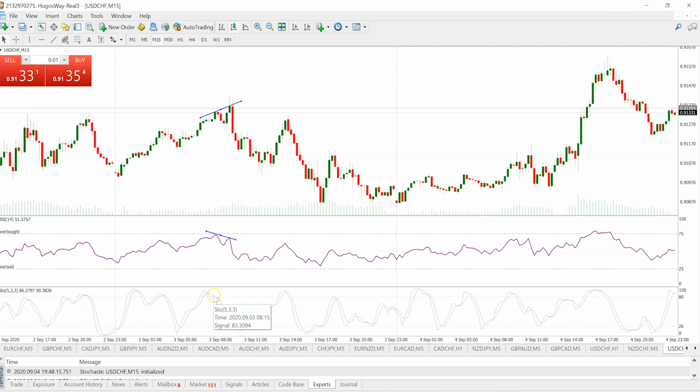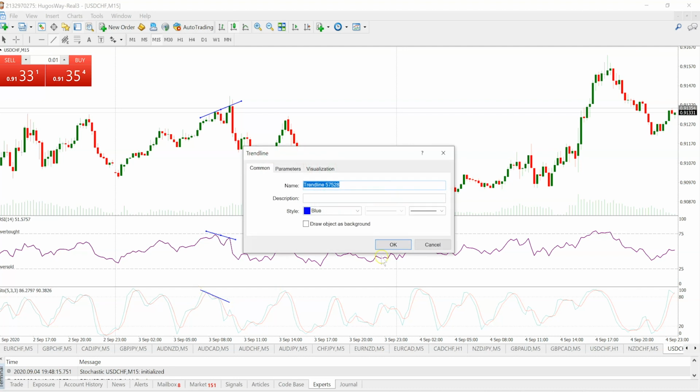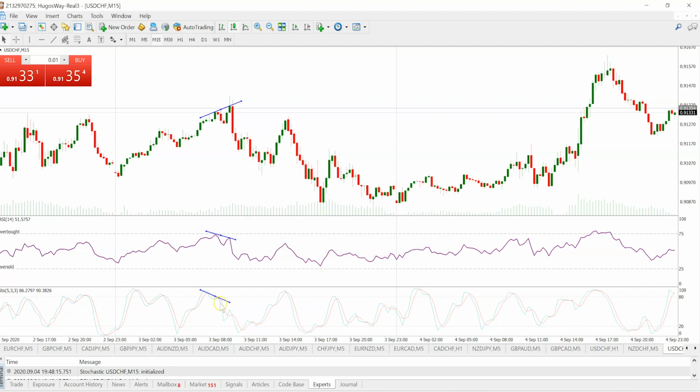It's a little bit more difficult to see the divergence here on the stochastic, but you can see that the stochastic was going down as well. And then once you got your crossover right there on the stochastic, you can enter the trade, okay?